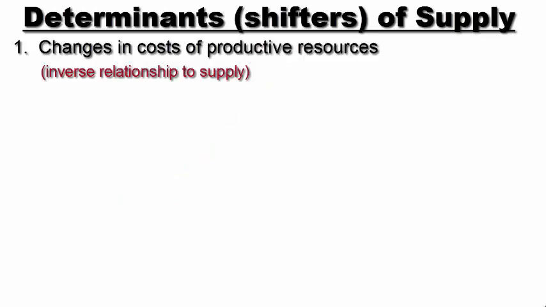Number 1, changes in costs of productive resources. As resource prices increase, it takes more money to purchase them. This is likely to decrease profits at all price levels. Thus, producers will likely produce a lower quantity at all price levels. On the other hand, cheaper resources means producers have more money with which to invest in production.